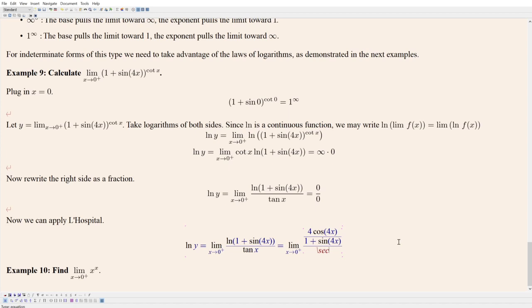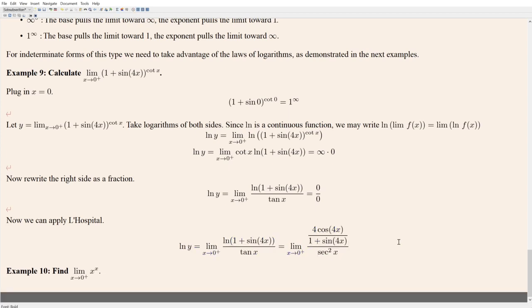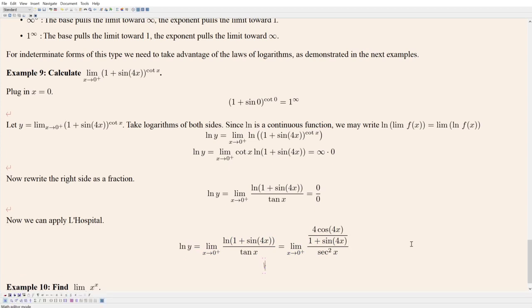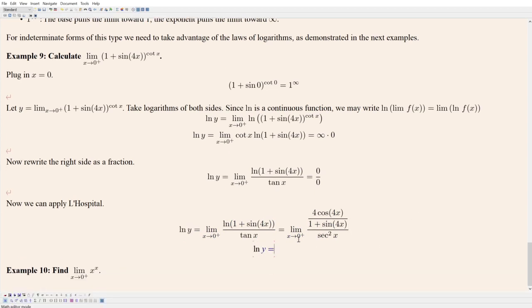Derivative of tangent is secant squared of x. And now, in fact, we can plug in 0 with no problem, because as we've already established, secant at 0 is 1 over cosine at 0, which is 1. So squared is still 1. Plug in 0 here, this disappears. Plug in 0 here, this becomes 1. So this all just ends up being 4.